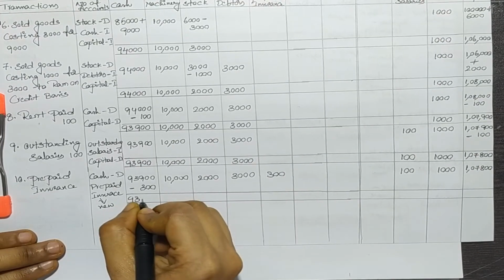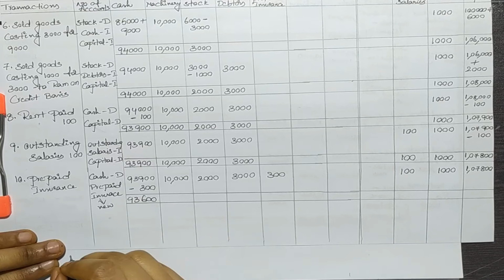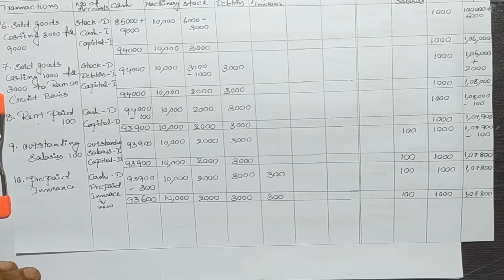After deducting the prepaid insurance amount from cash, the cash value is 93,600. Machinery, stock, debtors remain same and prepaid insurance is 300. There won't be any change on the liability side. The total on the asset side is 1,08,900 and total on the liability side is 1,08,900. Both the totals are matching with each other.